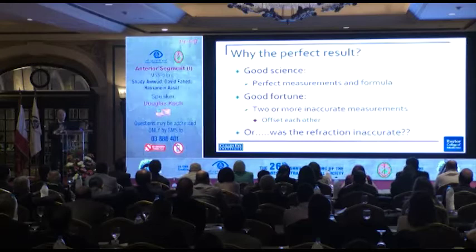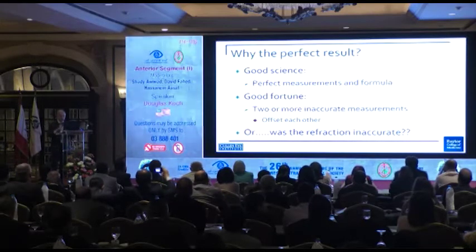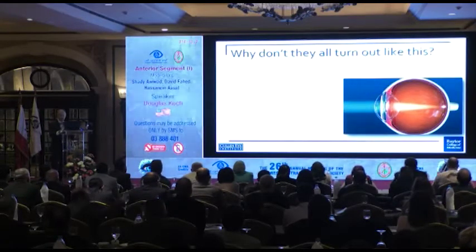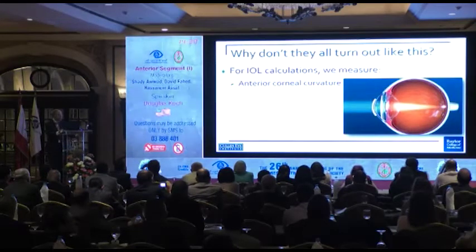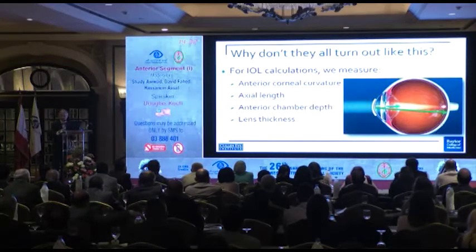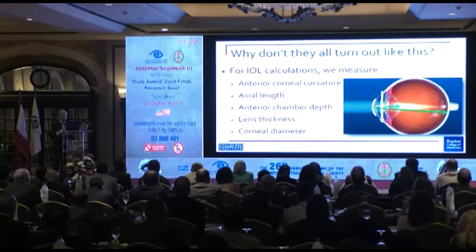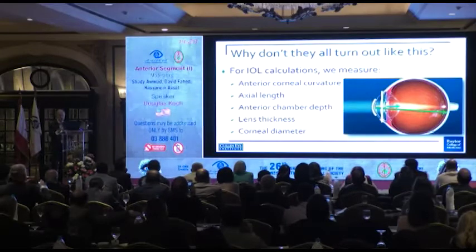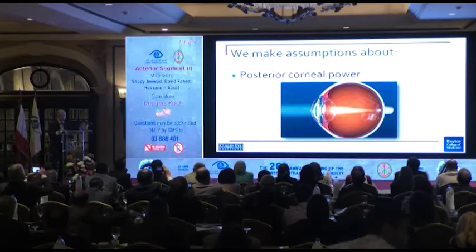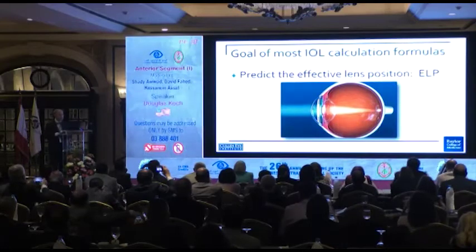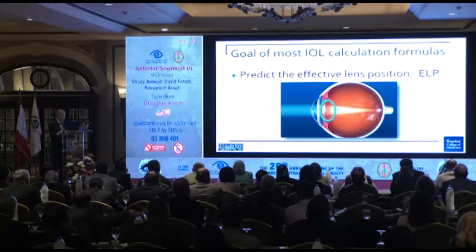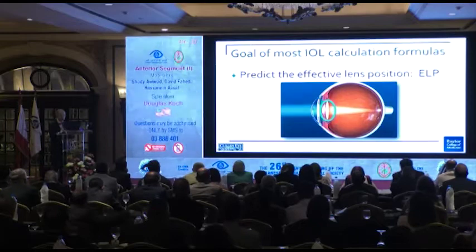And the point is, as I mentioned in the prior talk, there's a lot going on in this whole process of calculating IOL power. And why don't they all turn out like this? Well, for our lens calculations, we measure anterior corneal curvature, we measure the axial length, we measure the anterior chamber depth, we measure lens thickness, again, depending on the device you have available, and we measure corneal diameter. And formulas use various combinations of these data. Right now, we're only making assumptions about the posterior cornea, as I mentioned. And the goal of the formulas is basically to calculate the effective lens position. That is basically to say, after you take out a thick crystalline lens, where is the lens implant going to sit?